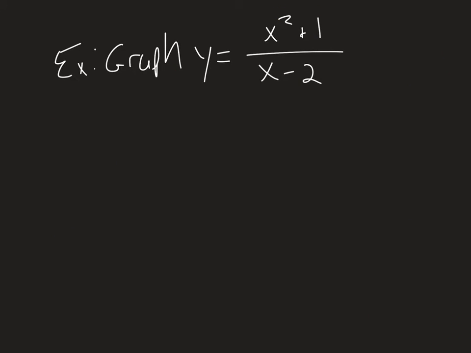So let's change things up a little bit. Let's say I want to graph y equals x squared plus 1 divided by x minus 2. I think this one would be pretty easy to see. Let's take a look at vertical asymptotes. I can't divide by 0, so when x minus 2 is equal to 0, that's going to cause problems. That tells me I've got a vertical asymptote at x equals 2.